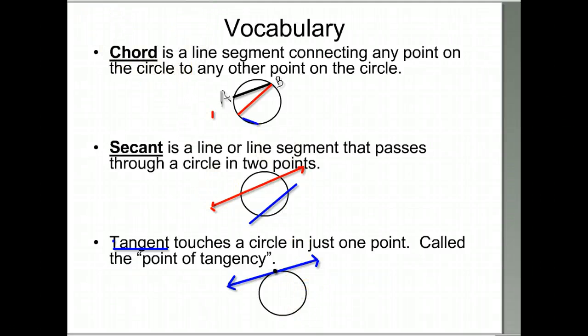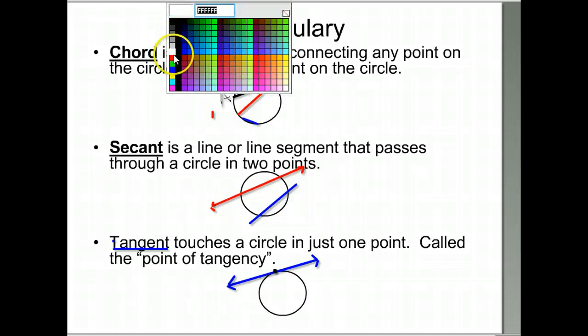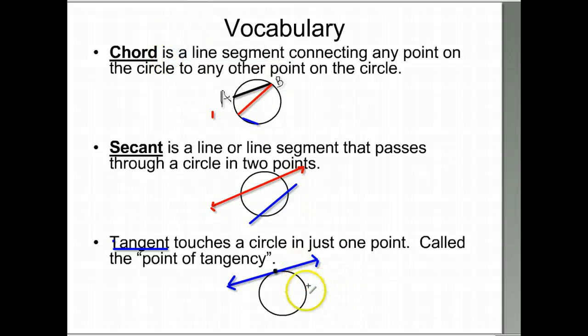They can be in more than one place, so I could draw another tangent line to this circle. Again, it's a line that goes and just brushes the edge of the circle so that it just barely intersects it in one point. Okay, so those are the definitions of a chord, a secant, and a tangent.